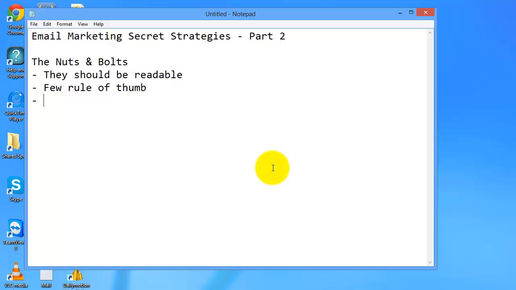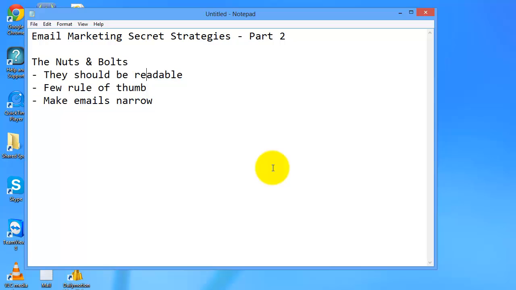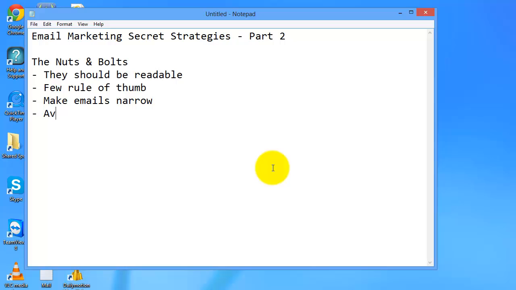So what are those rules of thumb? Always make emails narrow. If you see, this section is a narrow section. It is very easy to read, and you do not have to move your head from one side to the other just to read the sentence. So always write narrow email body copies, so that you can avoid side to side head motion, right?